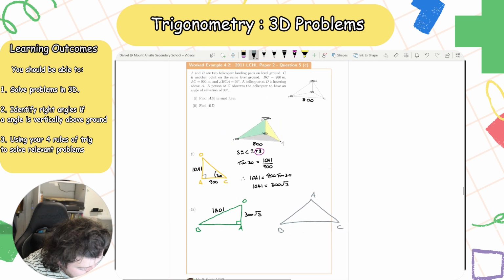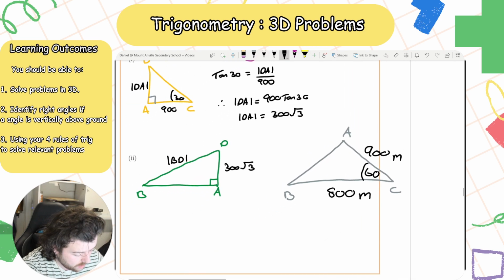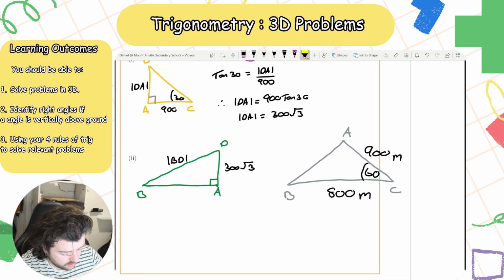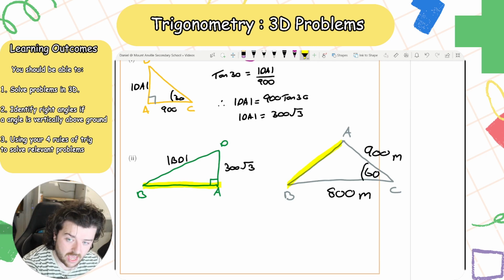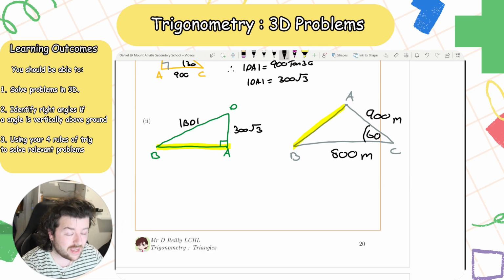Now, if you reread my question, I believe I have a bit of information here. So BCA is 60 degrees, so that angle there is 60 degrees, and the length BC is 800 meters, and the length AC is 900 meters. Looking at these two triangles, what can I see? Well, this side BA is going to be the same as that side BA. So do I have enough information on this triangle to help me solve for this one? And indeed I do. I'm going to be using the cosine rule because I have two sides and the angle trapped between.